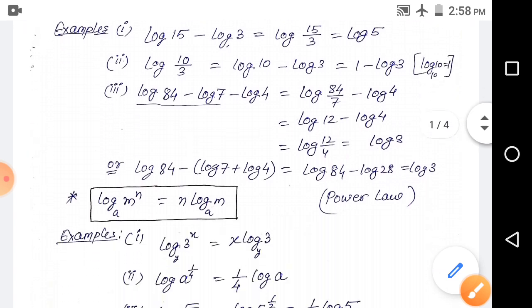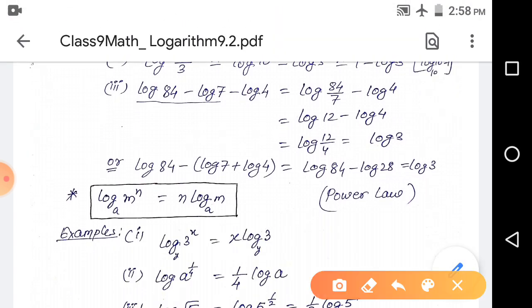Now we can do it by the second method. See what we have here, we take this minus sign common. Then we have log 7 plus log 4. Here it is log 7 plus log 4, plus is here now, so we can use the product law. If we use the product law, log 7 into 4, so log 28 is here.